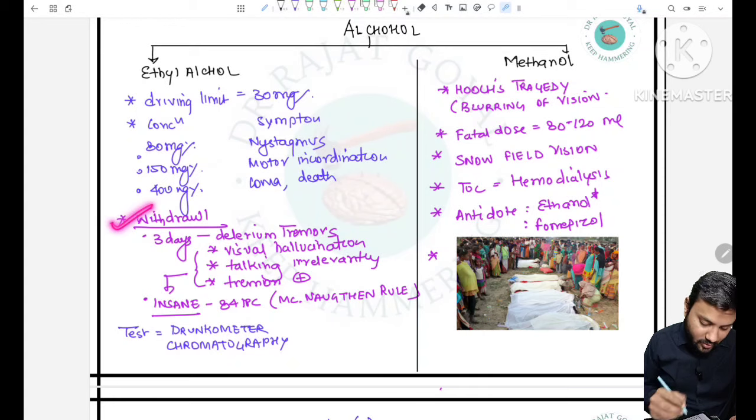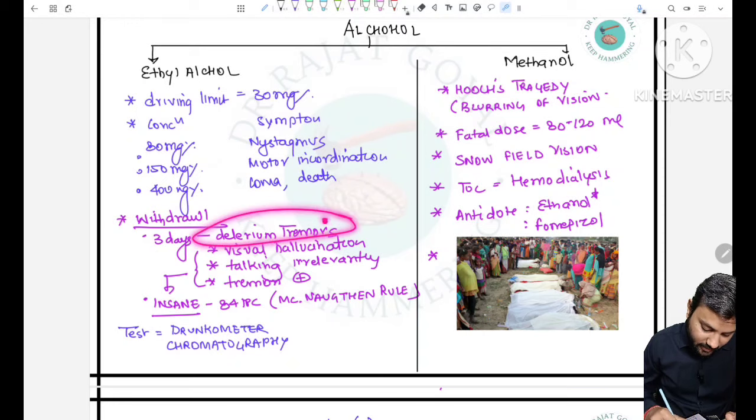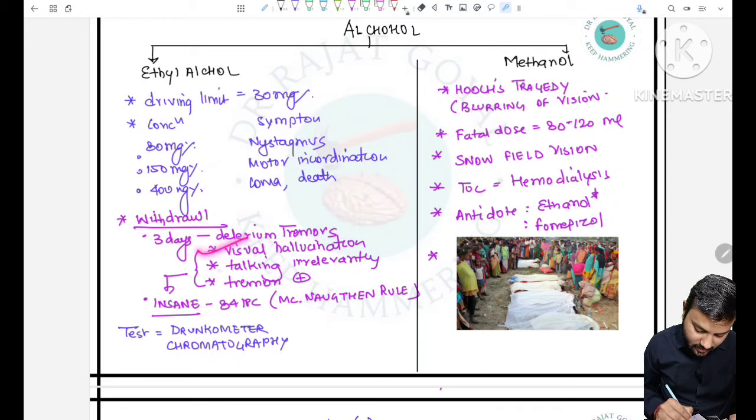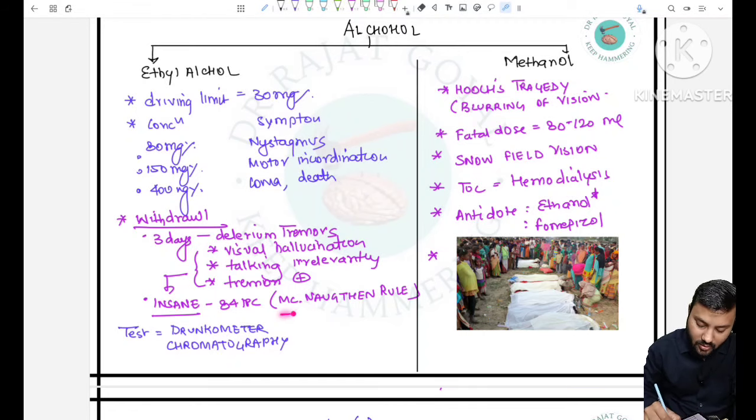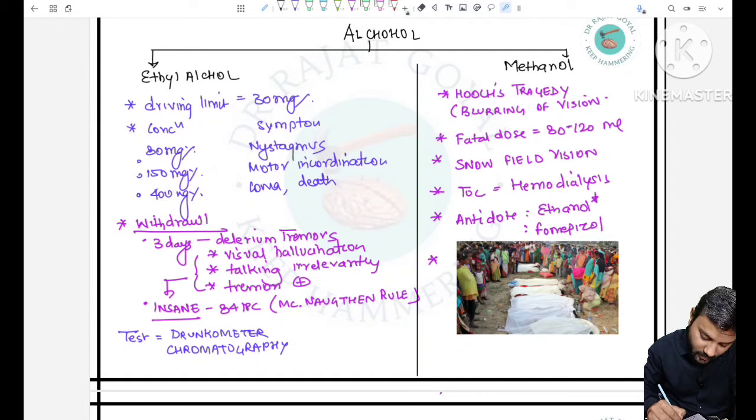Withdrawal. If we talk about the withdrawal of alcohol, then mostly the question is asked on delirium tremens, which we can see almost 2 to 3 days after the withdrawal. There will be visual hallucination, irrelevant talking, and tremors will be present, so the person is considered insane at the time of delirium tremens. So if he commits any crime during this, then it will come under the rule of insanity, or McNaughton's rule, and the person will not be responsible for the crime.